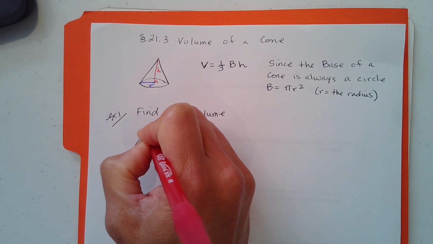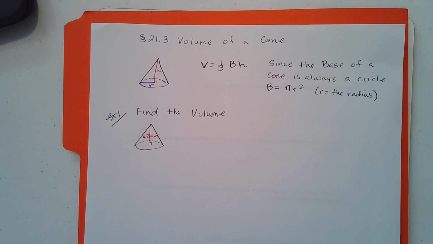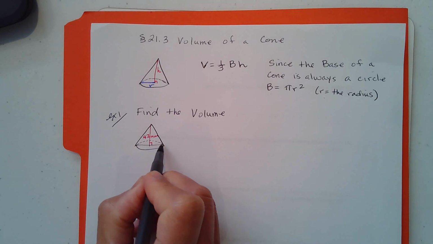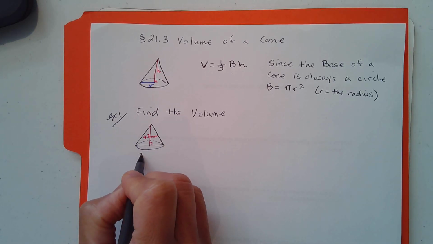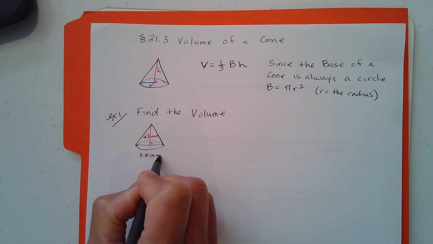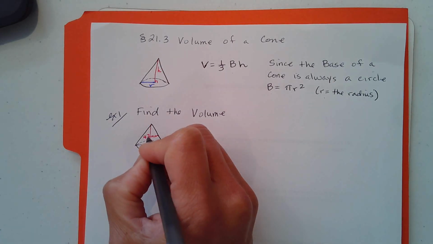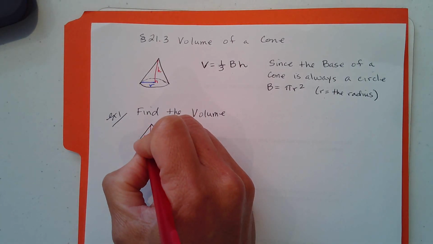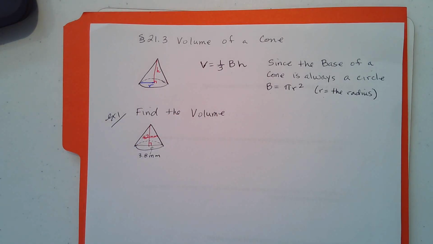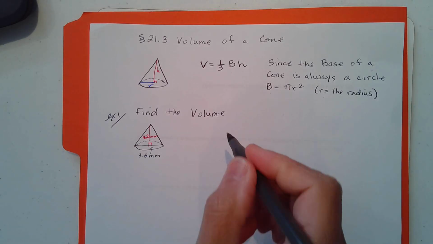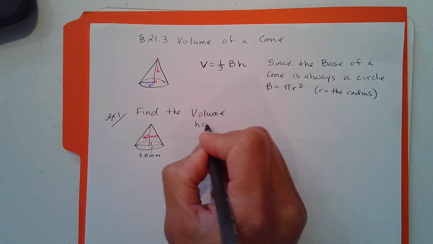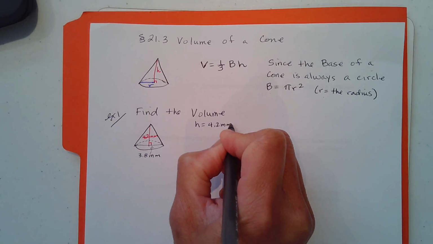So 4.2 millimeters is the height. The diameter is 3.8 millimeters. So that is the diameter. Okay, so we know what the height is. The height is 4.2 millimeters.